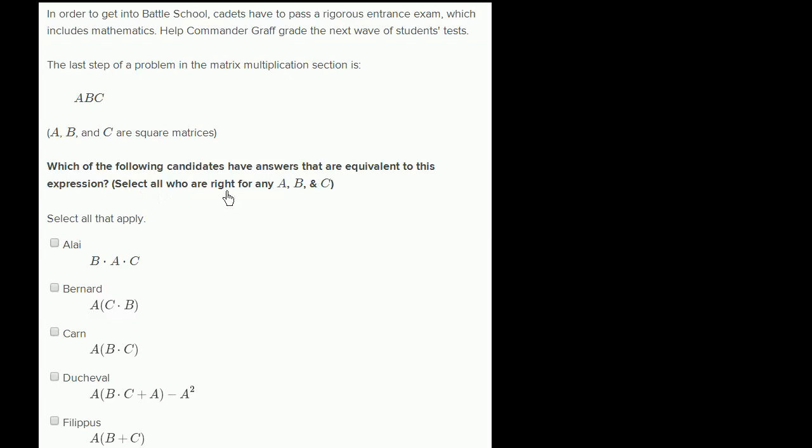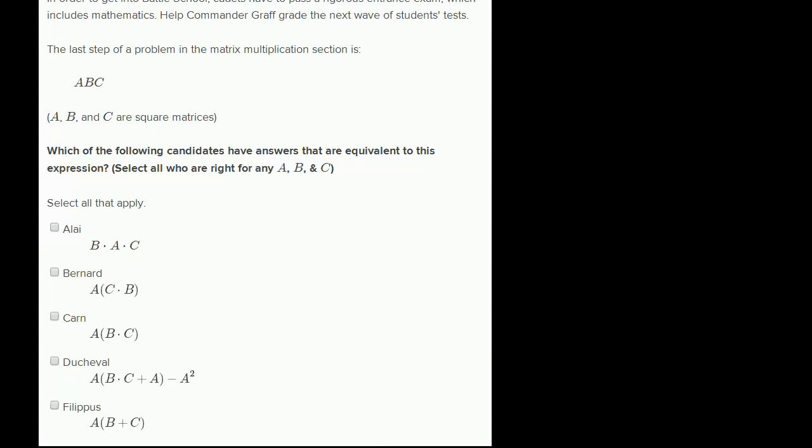Select all who are right for any A, B, and C. So select all that apply. So I encourage you to pause this video and think about it. Which of these expressions for any square matrices A, B, and C are equivalent to this right over here? So I'm assuming you've given a go at it. So let's think through each of them.